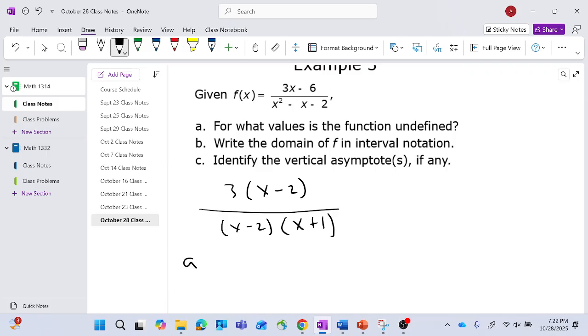So now let's go to A. A is asking me for what values the function is undefined. You're only undefined when you divide by 0. That is the only time you'll ever be undefined. So in this case, that'll be 2 and negative 1. So I'm undefined at 2 and negative 1.